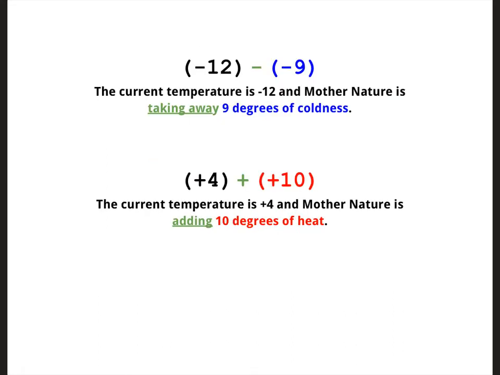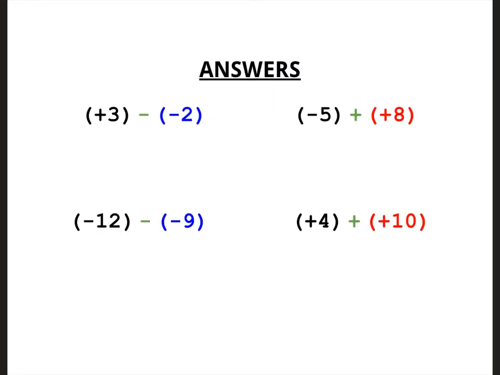In the next two examples, the current temperature is -12, and she's taking away coldness, 9 degrees of coldness. And in this one, the current temperature is +4 degrees, and she is adding 10 degrees of heat. Okay? Now, once you've got these three parts in your head, it just becomes a question of solving for what the final temperature would be after these things have happened. Okay? So let's take a look here.